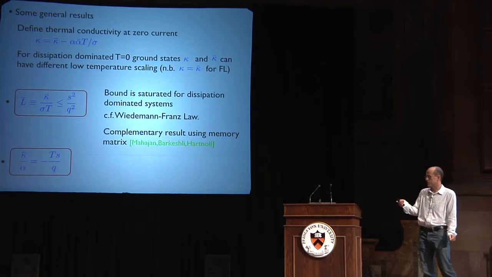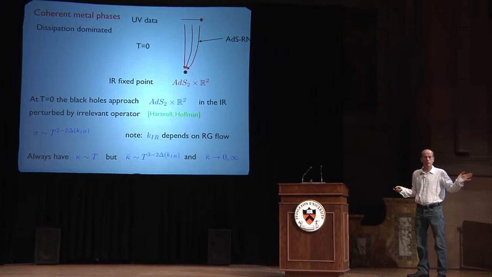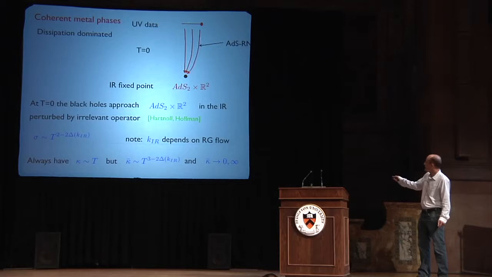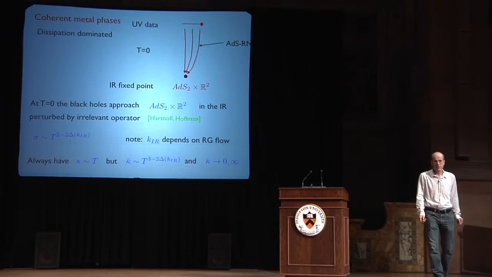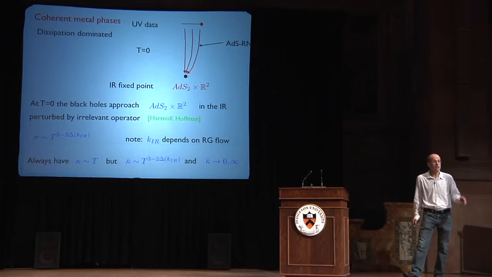Okay, so now I'm going to run out of time, but we'll just see how far I get. I now want to look at the explicit construction of black holes, and the simplest ones are the coherent metal phases, when you have some UV data, and for small deformations, we flow down to AdS2 cross R2. More precisely, they flow down to AdS2 cross R2, perturbed by some irrelevant deformation. And that's enough information to determine what the conductivity is. And that was shown by these guys with a small subtlety that the infrared k is not the UV k. There's a non-trivial renormalization of length scales.